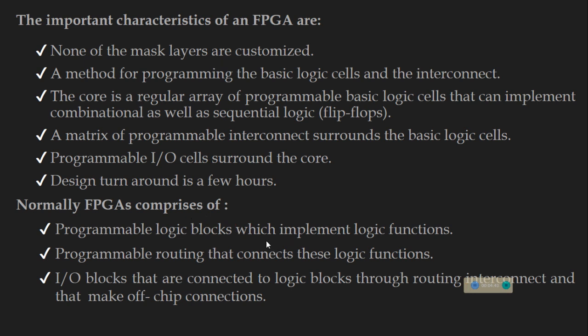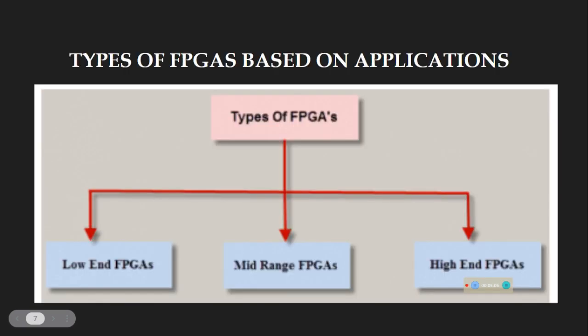Generally, the FPGA will be comprised of PLBs, that is programmable logic blocks, which are going to perform the logic functions. And we will be having the routing, that is, from which logic to which logic we have to make the connections. Then we will be having the IO blocks that are going to connect the logic blocks through the routing interconnect and make the off-chip interconnections.